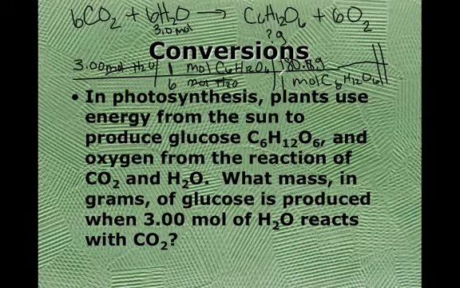So then 3 divided by 6, that's 1/2, right? 3 over 6. So half of 180.18 would be 90.09. Yeah. C6H12O6. There you go.